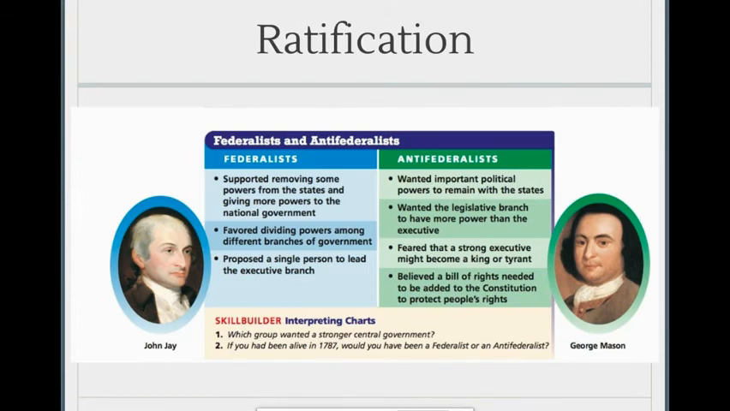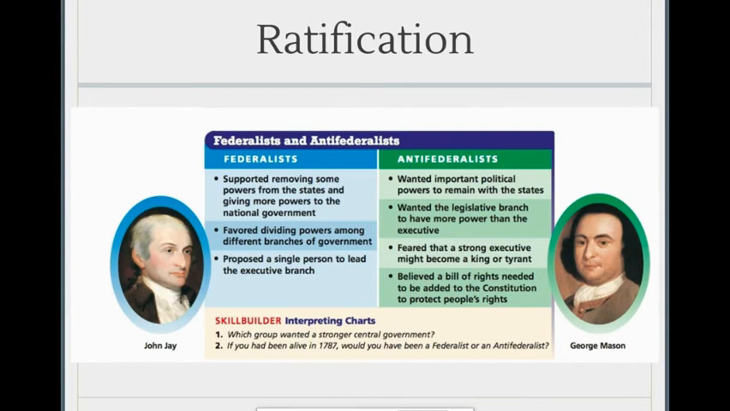Okay, the Federalists are going to support removing some of these powers from the states and giving them to the national government. Like taxation, kind of a big deal. Tariffs, kind of a big deal. Okay, they favor dividing power, all right, and they propose a single person lead the executive branch.